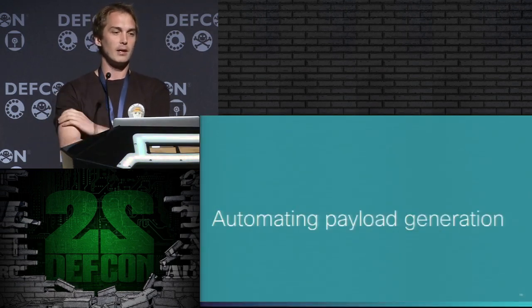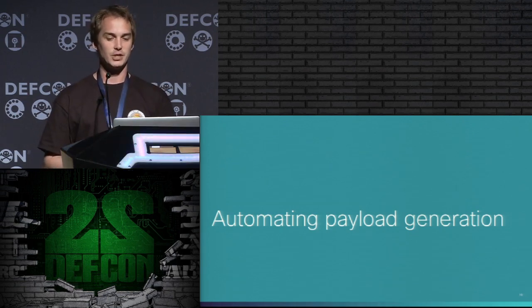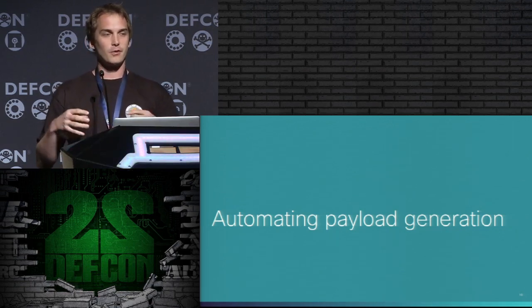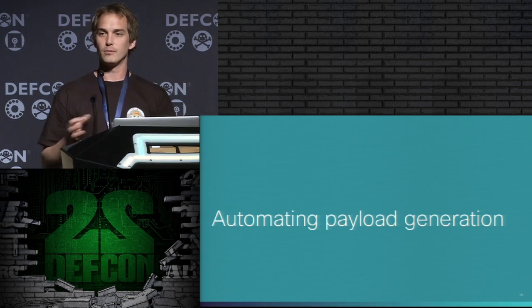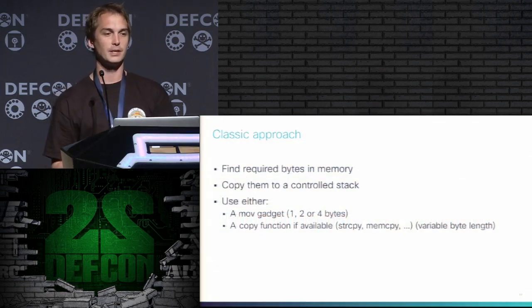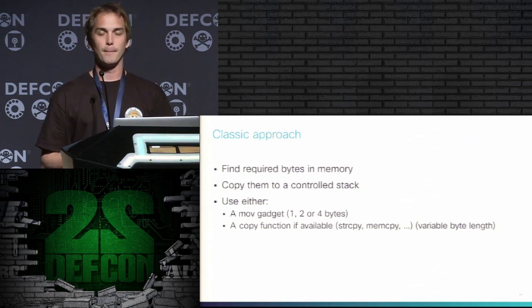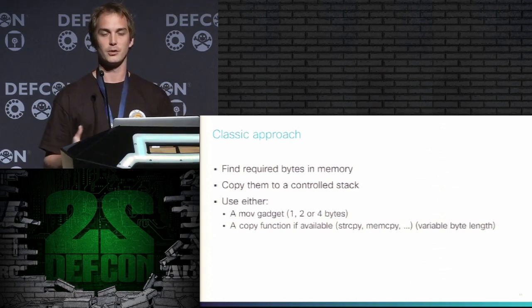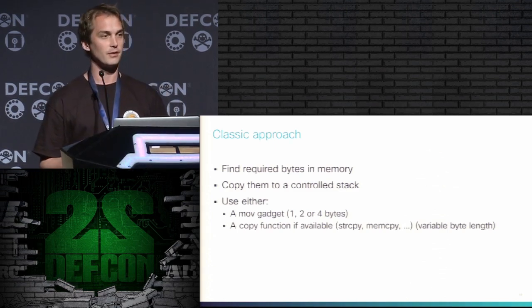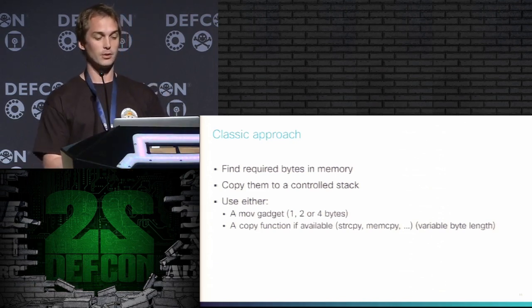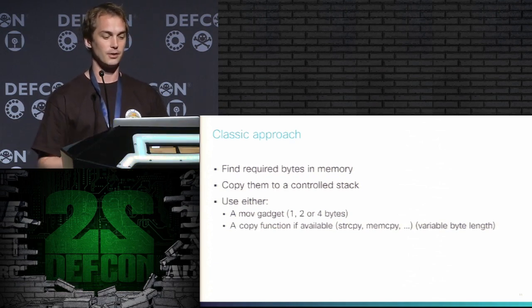Okay, so I'm going to talk about automating the payload generation, which is basically how, from a program, I can take bits of memory and create that fake stack, which I will later execute. So this is the classical approach: you find a bunch of bytes in memory. The bytes you're looking for are obviously your shellcode bytes, right? So you've got a shellcode you're going to start from, or a bunch of function calls you want to make, and you're going to look for those bytes in memory and copy them over to a stack you control. Once you've done that, you get execution on that stack.